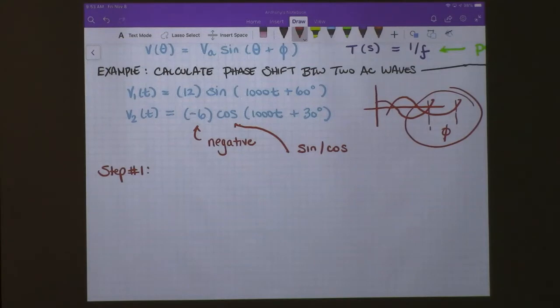All right, so I'm going to calculate the frequency in hertz because I want to know what the period is.